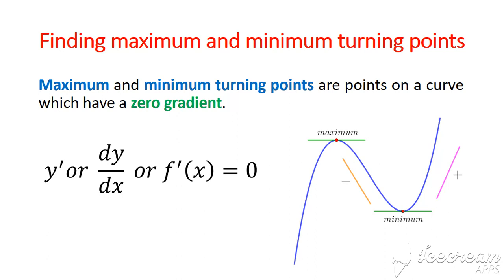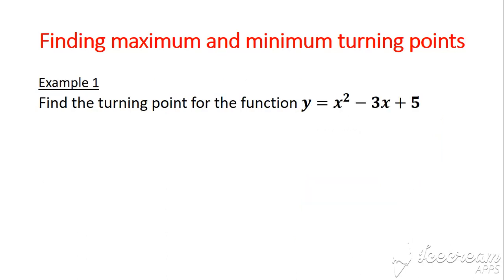At both of these, maximum and minimums, y dash, dy/dx, or f dash x are all notations for the gradient rule. The gradient is equal to 0. All right, let's get into one of two examples. Example 1, find the turning point, which means there's only one, for the function y equal to x squared minus 3x plus 5.